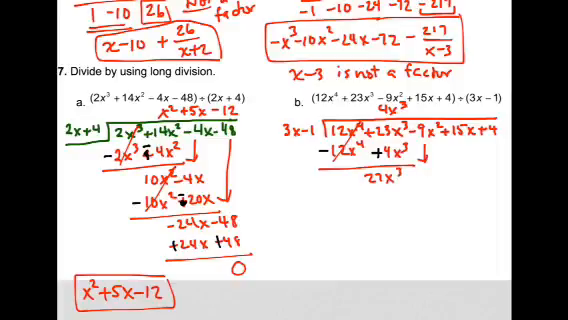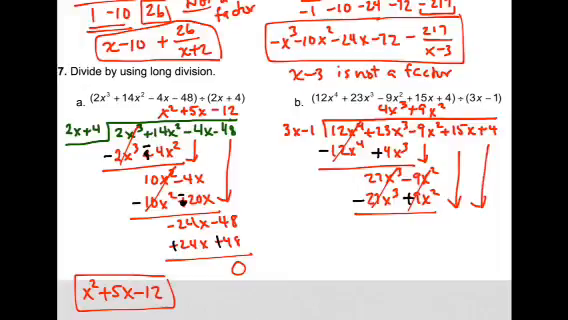Bring down the next term. So 3 times what gives you 27, that's 9, and then x squared. So I get 27x cubed minus 9x squared. When I subtract by adding the opposite, both terms cancel. I get 0, so then I have to bring down not just one term, but the next two terms.